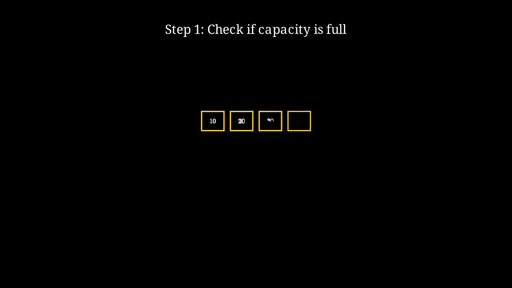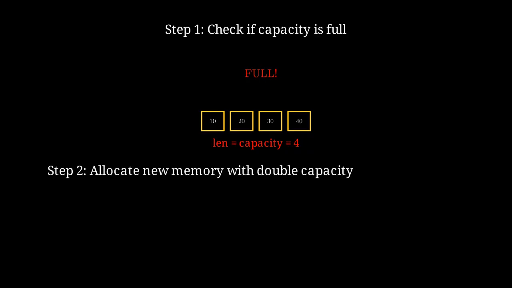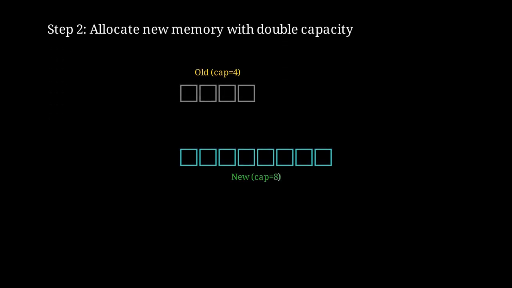Let's break down what happens when you push a new element into a dynamic vector. First, we check if length equals capacity. If so, we need to grow before inserting. When the vector is full, with length equal to capacity, we cannot insert directly. We must grow first. We allocate a new block of memory with double the current capacity. The old memory has capacity 4, the new memory has capacity 8.